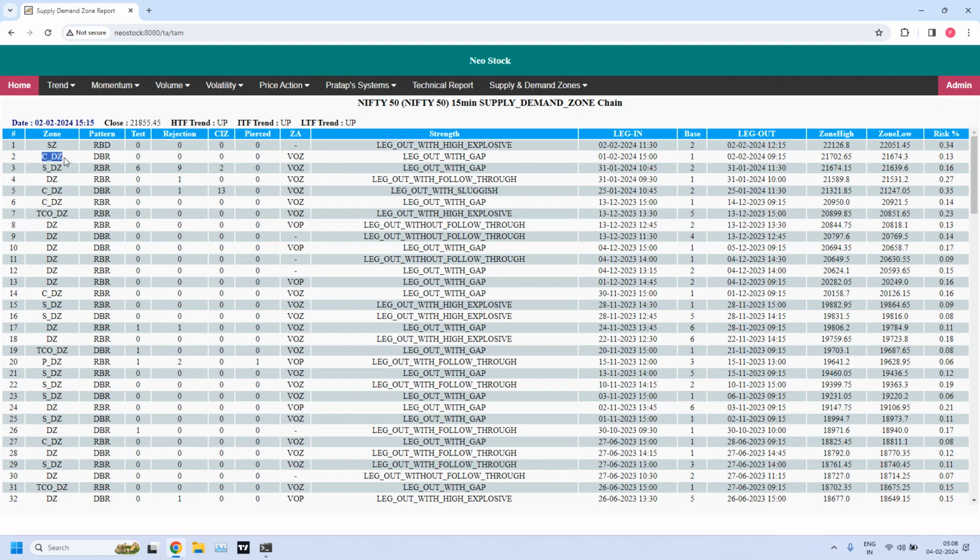But remember, C underscore DZ has very little power on very lower time frames. Lower time frames means time frames like 15 minutes, 5 minutes. Generally, we call them lower time frame zones, the general English word. I'm not talking about the LTF, HTF or ITF.